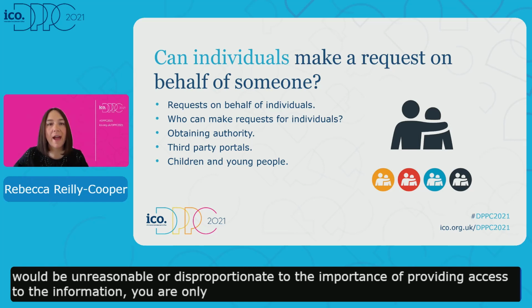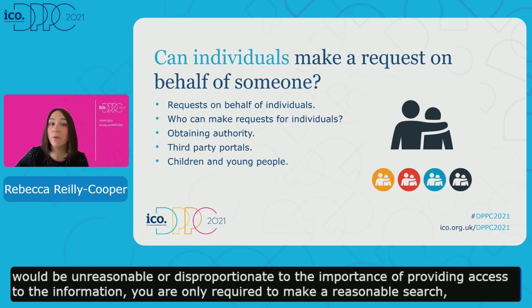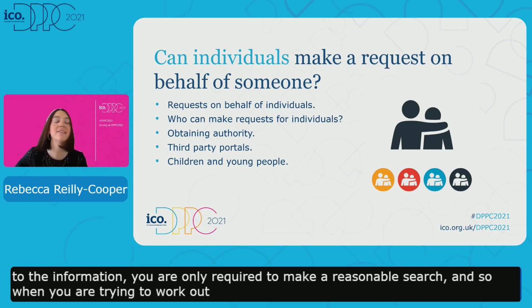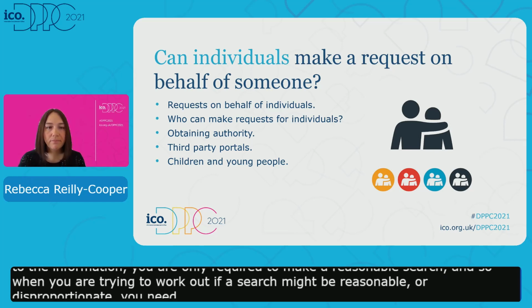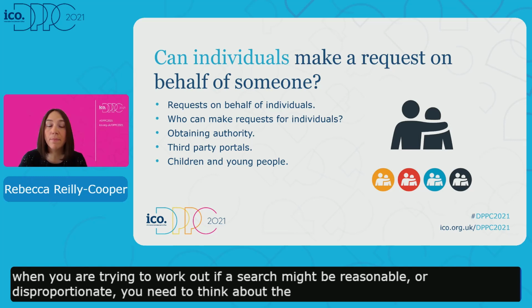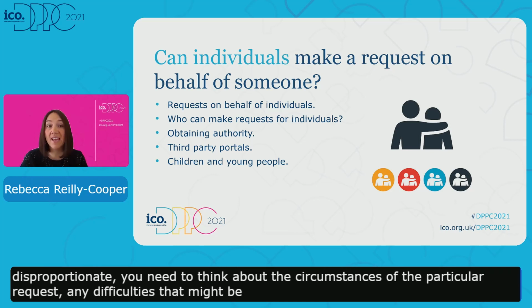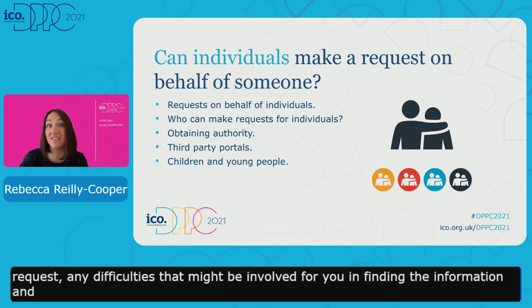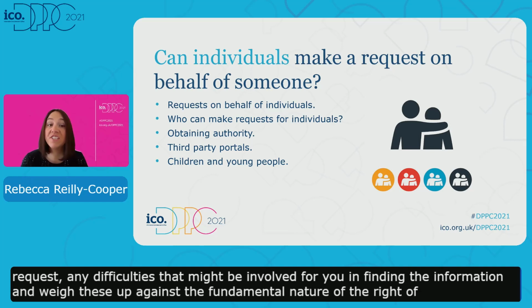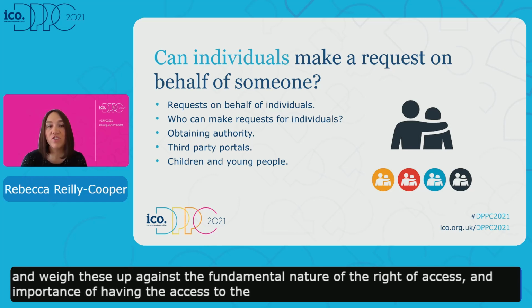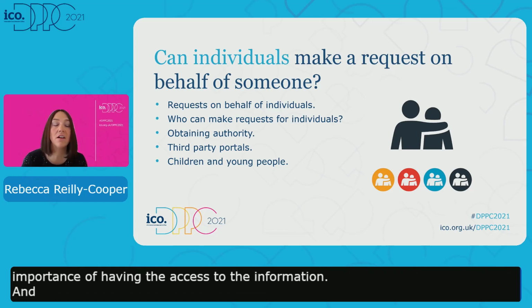So when you're trying to work out whether a search might be unreasonable or disproportionate, you need to think about the circumstances of the particular request, any difficulties that there might be involved for you in finding the information, and weigh these up against the fundamental nature of the right of access and the importance to the data subject of having access to their information. But the burden of proof is on you to be able to justify why a search is unreasonable or disproportionate.